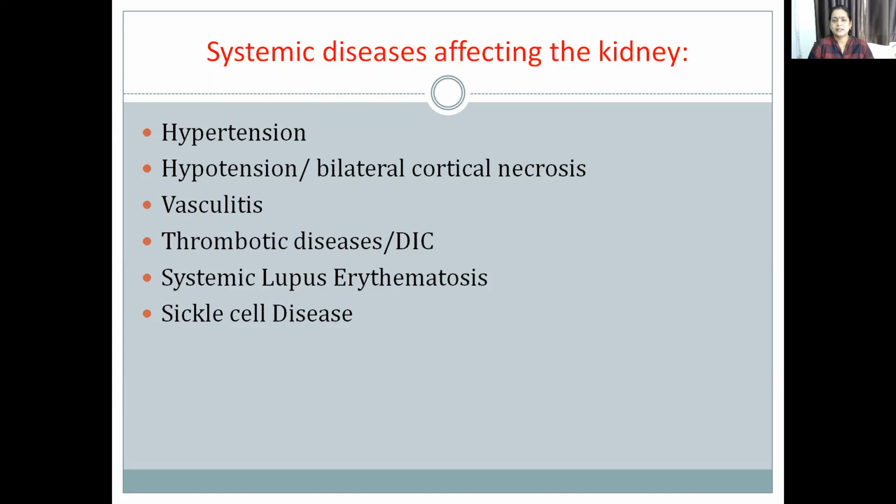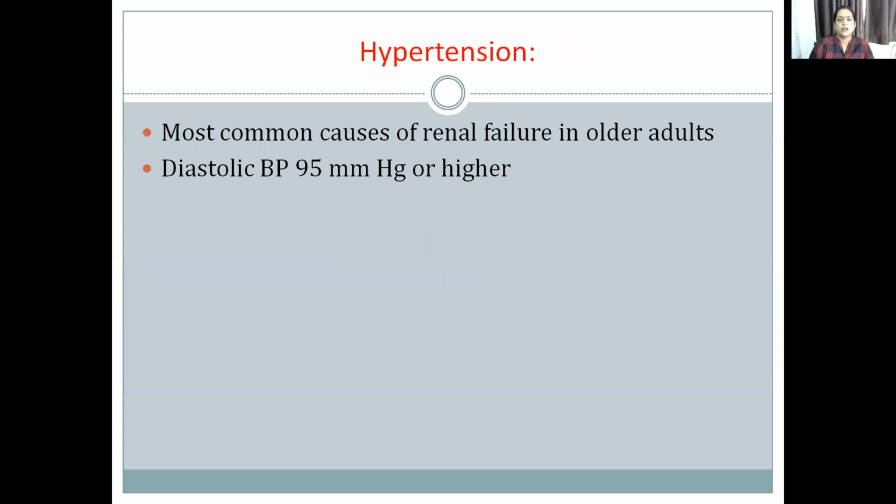Then sickle cell disease: usually the patient is asymptomatic, presenting with asymptomatic hematuria. Because of that, there can be some infarction. Casts are usually rare but can be seen. And in sickle cell disease, we usually see necrosis and fibrin deposition associated with the disease. So now coming to hypertension in detail, the most common cause of renal failure in older adults.